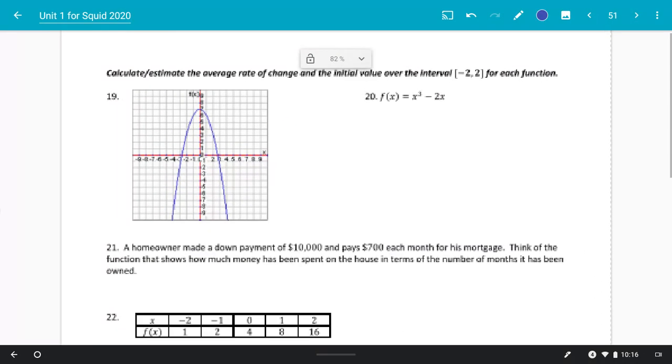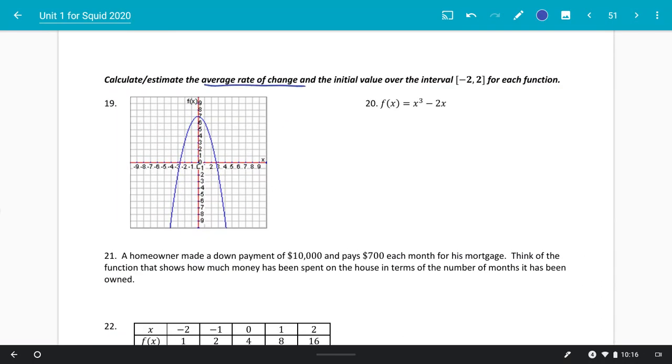Moving on. Calculate or estimate the average rate of change and the initial value from -2 to 2. So my rate of change and initial value. Well, from -2 to 2, I go over 1, 2, 3, 4. I went over 4 and I went up none, so that's 0. My initial value is where it crosses the y-axis, so that's 7. Looking at number 20, this one's a little bit more difficult.